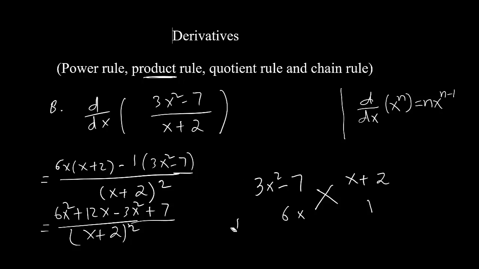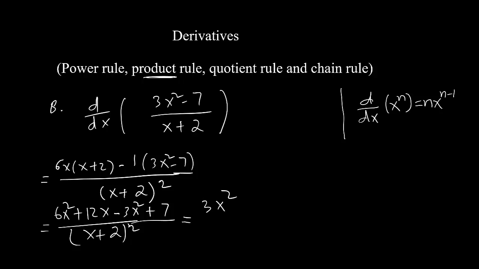And then your final result is 6x squared minus 3x squared gives you 3x squared plus 12x plus 7 over x plus 2 squared. So we are done with the quotient rule.